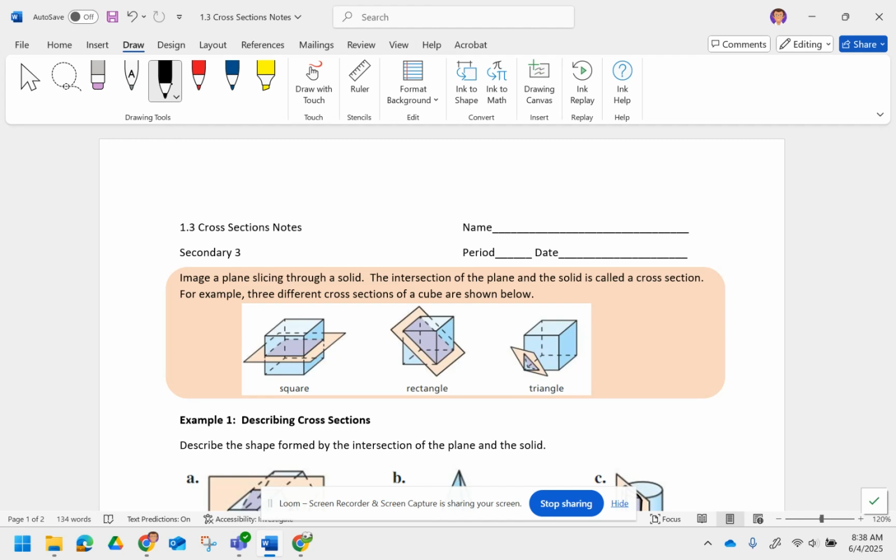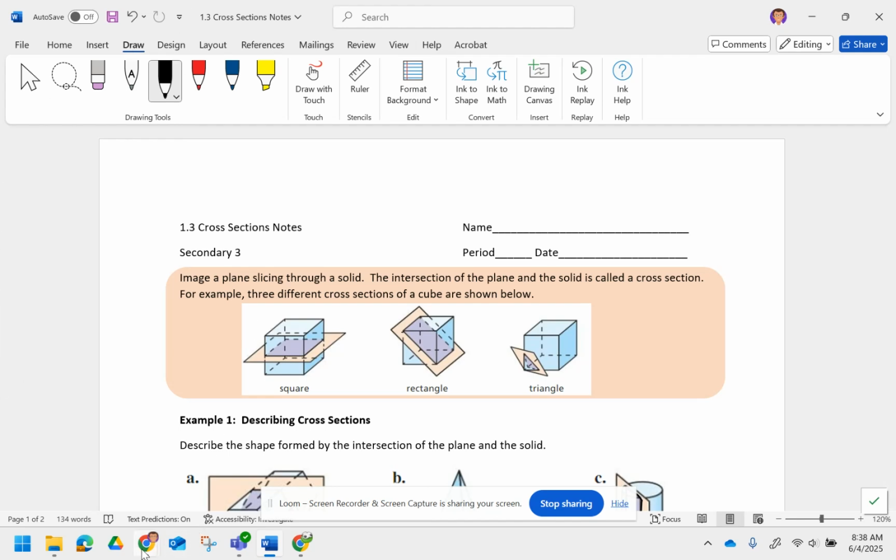Next, they do it along the diagonal. Now, because this one is going from corner to corner, this line is going to be a bit longer than the side lines, and that's why it's a rectangle. Finally, cutting here at the edge, notice they only intersected three different sides, which created a three-sided figure, so they created a triangle.